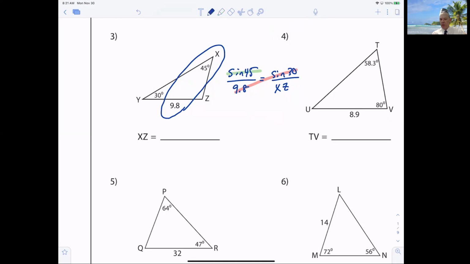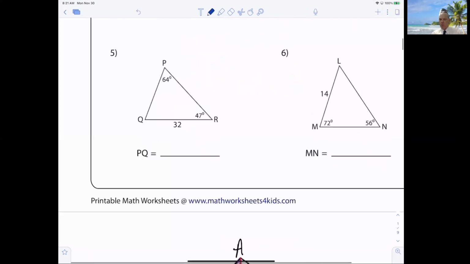Correct answer, someone. 6.93. All right, 6.930, or I want it to 3 decimal places. So 6.930. And generally, if you put a 0 at the end, that shows that you rounded to 3 decimal places. But do I care? No, I don't care. All right, here we go. We're going to set up number 5 now.